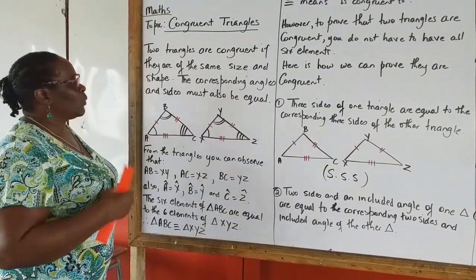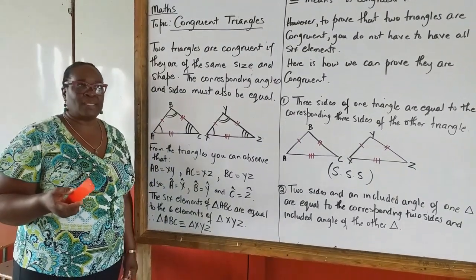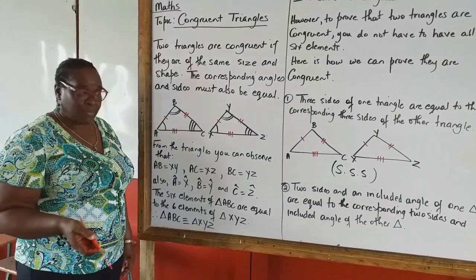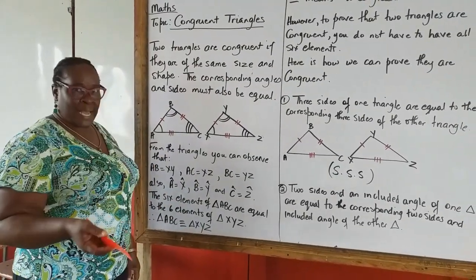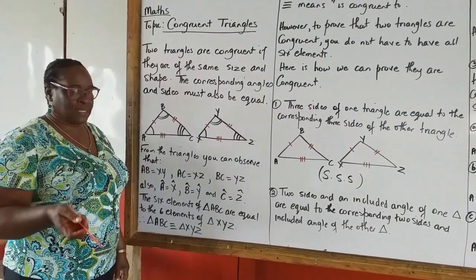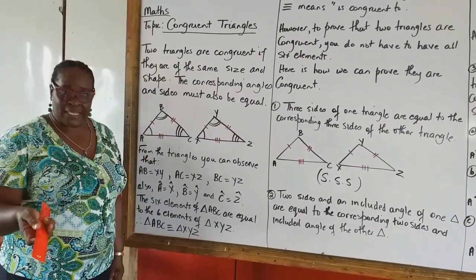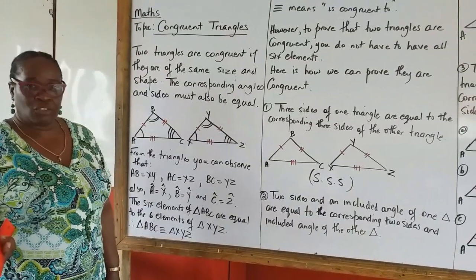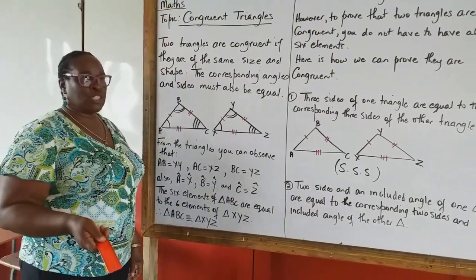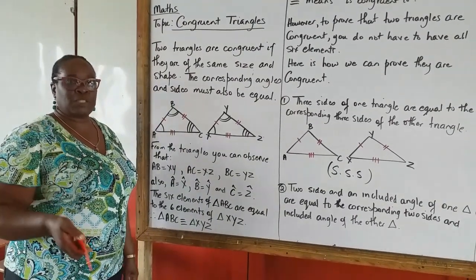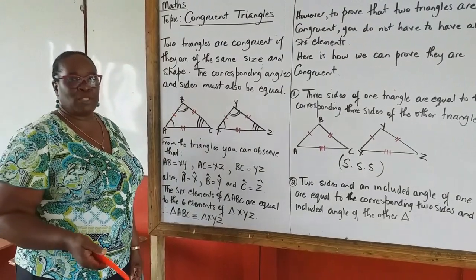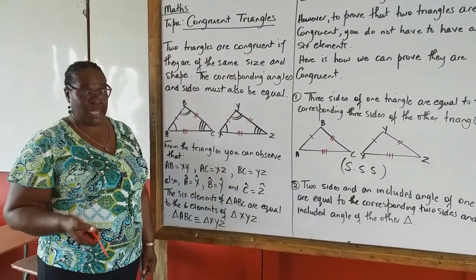Now, from what we have on the board, two triangles are said to be congruent if they are the same size and same shape, and also the corresponding angles and the corresponding sides must be equal. So that's what congruent triangles are. The corresponding sides must be equal, the corresponding angles must be equal, the sides must be equal, and the shape must be the same.